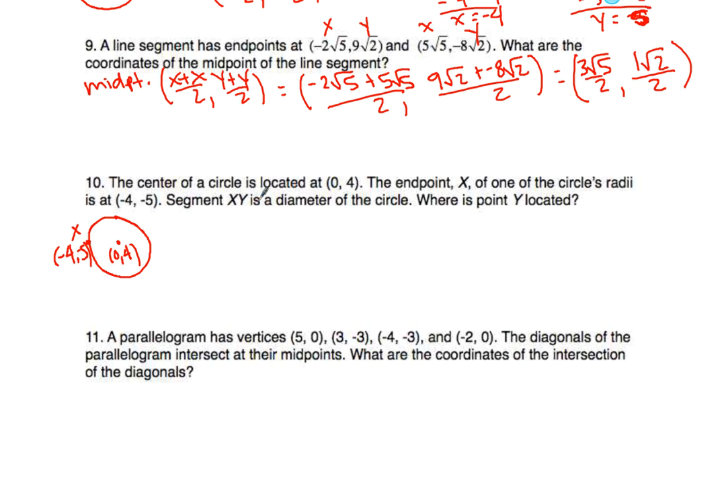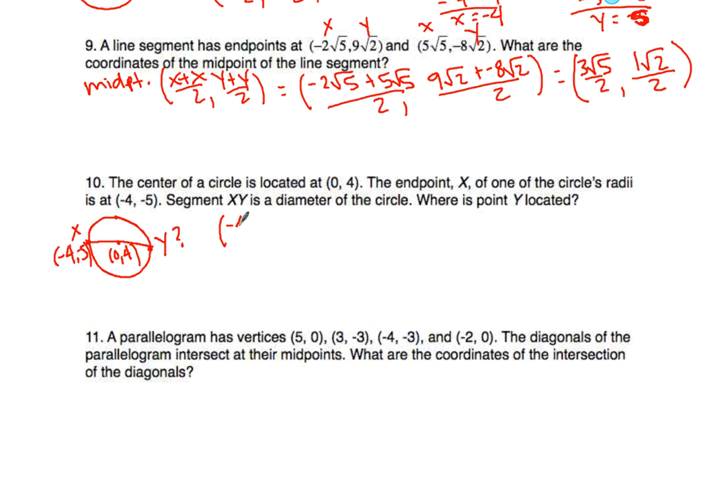It says segment XY is the diameter of the circle. So that means there is another point over here that's Y, and the line segment XY is the diameter of the circle, and we want to know where this is. So again, we can use the midpoint formula because we already know the center of that line segment.